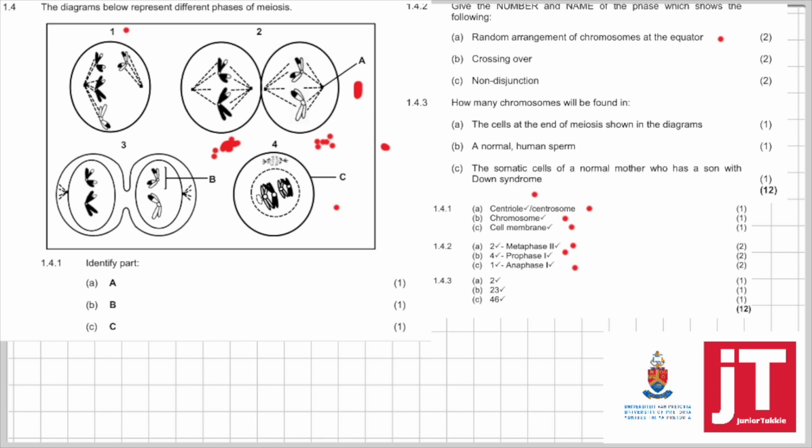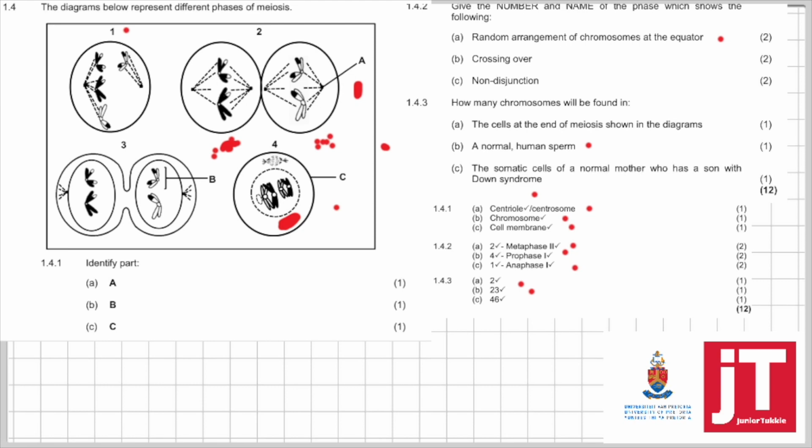How many chromosomes will be found in the cells at the end of meiosis during the diagrams? If you look at the diagrams, we started off with 4 here, as you can see in prophase 1. At the end of meiosis, the chromosome number will be half, so 2. Chromosomes found in a normal human sperm, of course, 23 chromosomes.